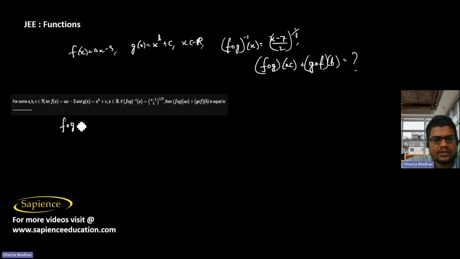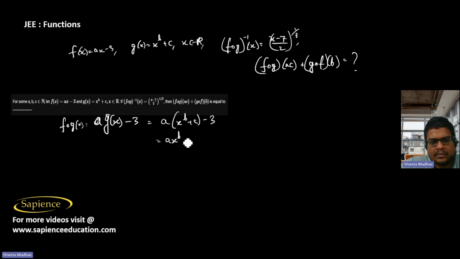So now f of g of x, that is equal to a into g of x minus 3. So that will be a into x power b plus c minus 3. So this will be ax power b plus ac minus 3.